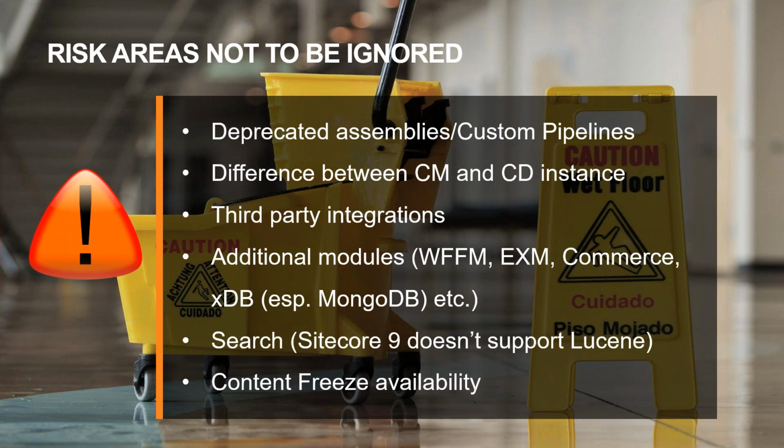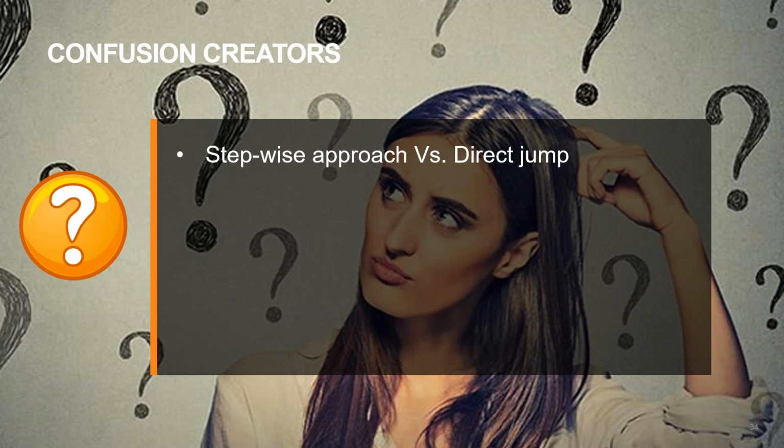Last but not the least, content freeze is something which has to be planned realistically and practically with the business teams. A lot of times it happens that we decide on a go-live date, but at the last stage where we require the content freeze, if the business teams and the content authoring teams are not aligned, if they don't have it on their calendar, this can become a huge bottleneck for the entire upgrade exercise.